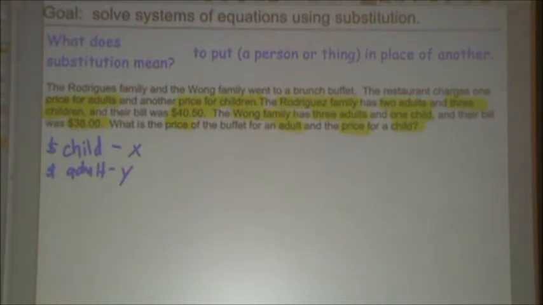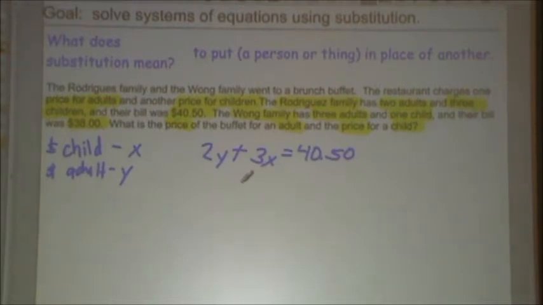So the first thing I know is that the Rodriguez family has 2 adults. So that would be 2Y plus the 3 children, 3X, because that's the number of people times the cost. And their bill was $40.50. So when I multiply the number of people times the cost, I'm going to get 40.5. I'm going to knock off the 0. I can keep it there, actually.